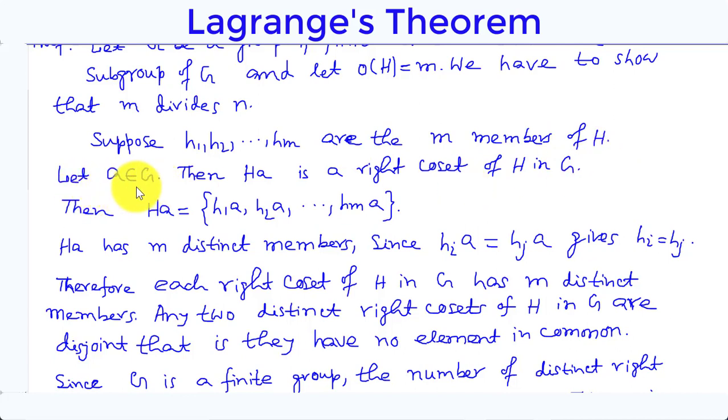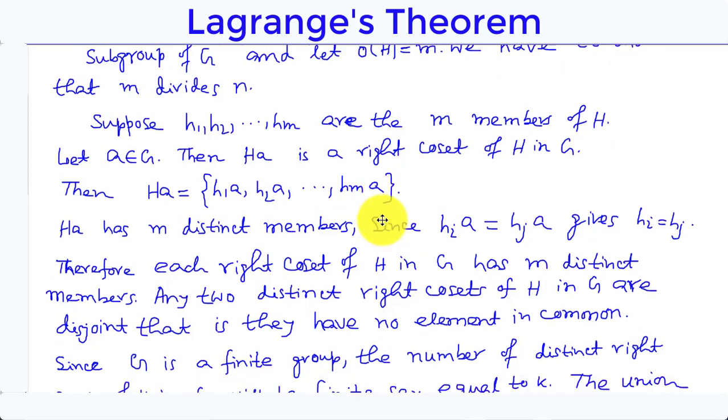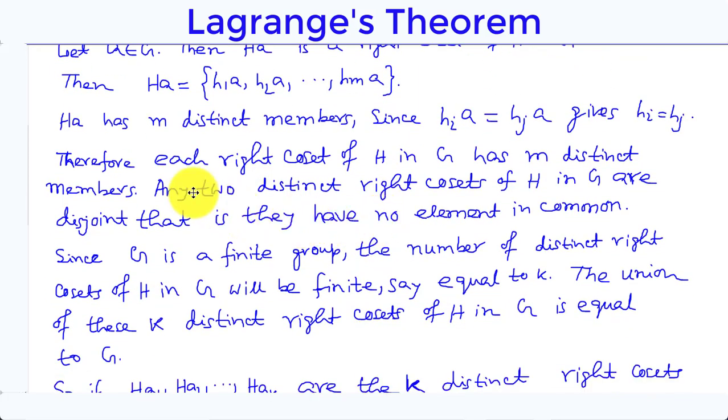Let a belong to G. Then Ha is a right coset of H in G. Then the right coset Ha is equal to {h1a, h2a, up to hma}. Ha has m distinct members.